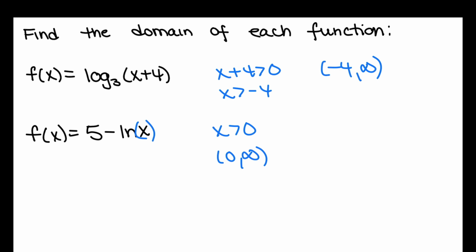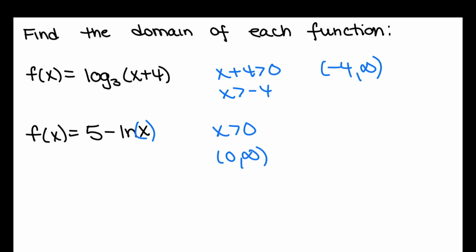One way of thinking about this domain, if you like thinking about the graph, in the first example, this x plus 4 takes the graph and shifts it to the left 4 units. And that's why that domain gets shifted over to negative 4 to infinity. Whereas in the second example, there's no horizontal shifts, there's only a vertical shift. Moving the graph up or down doesn't change its domain. Only moving it side to side will change that domain.